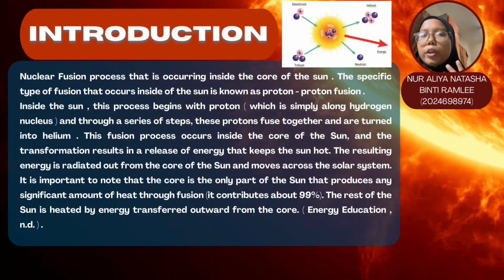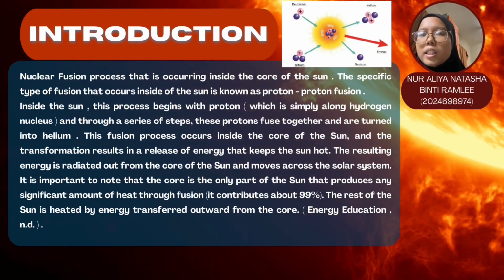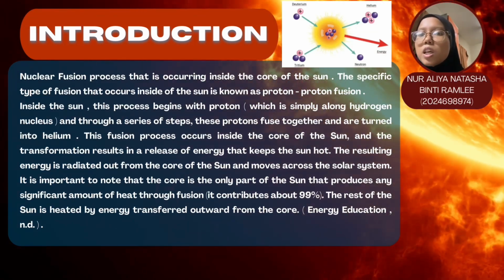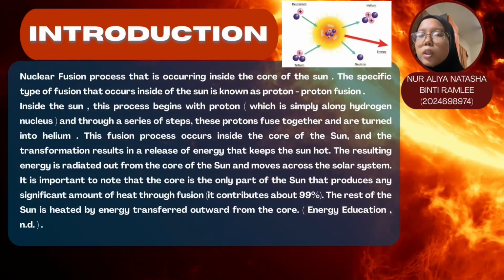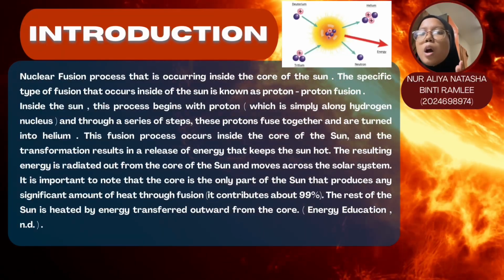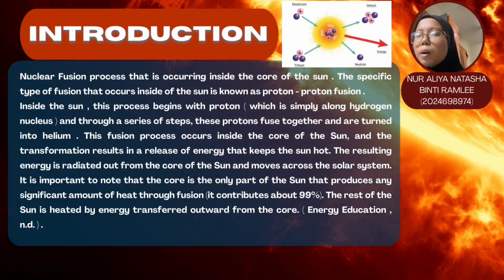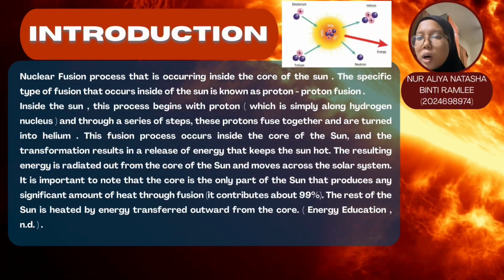This fusion process occurs inside the core of the sun, and the transformation results in a release of energy that keeps the sun hot. The resulting energy is radiated out from the core of the sun and moved across the solar system. It is important to note that the core is the only part of the sun that produces any significant amount of heat through fusion. It contributes about 99%. The rest of the sun is heated by energy transferred outward from the core.